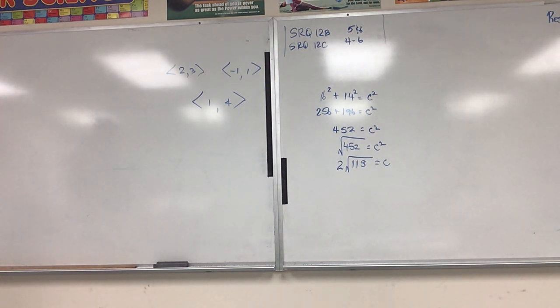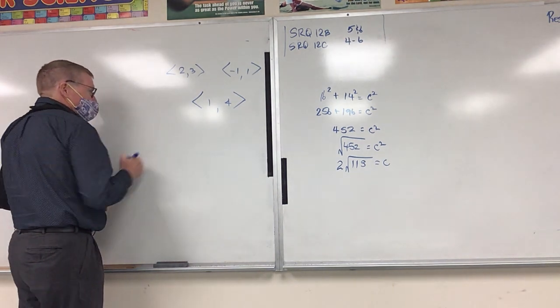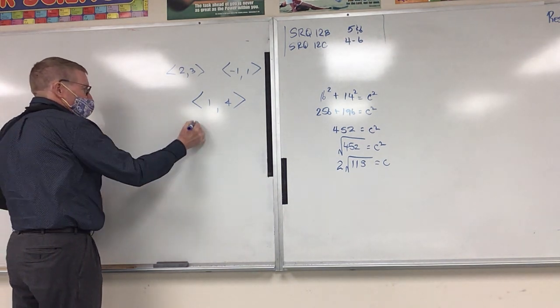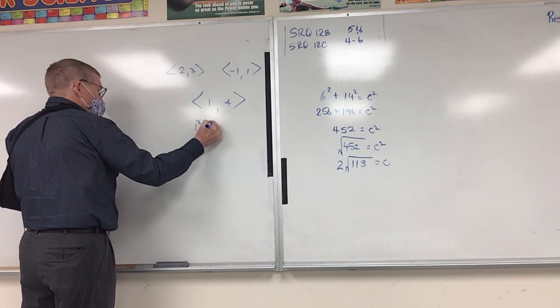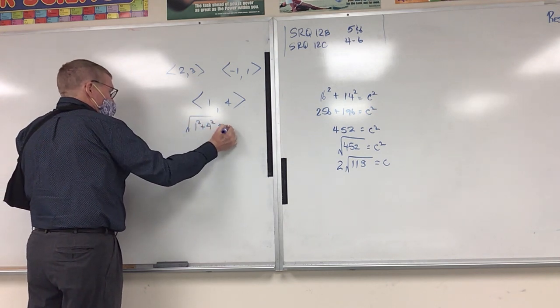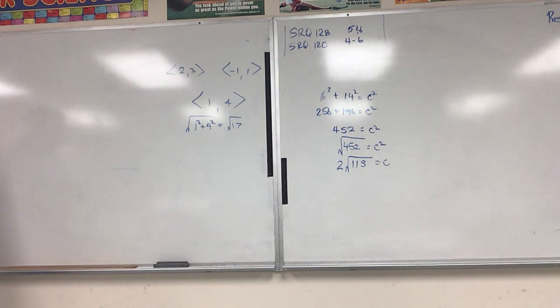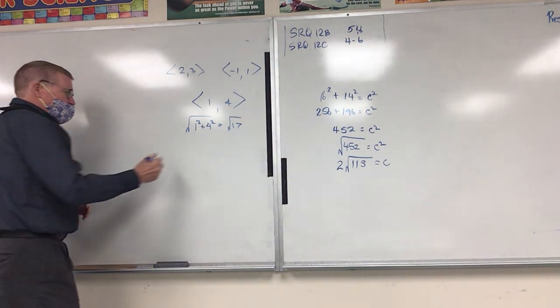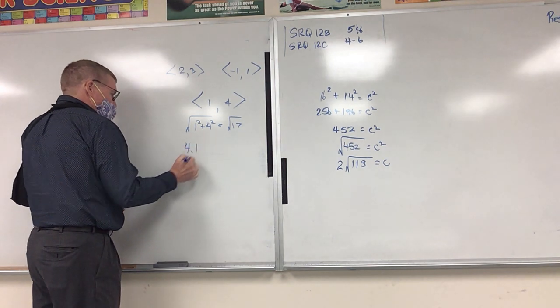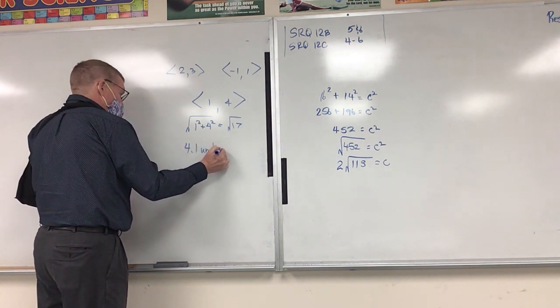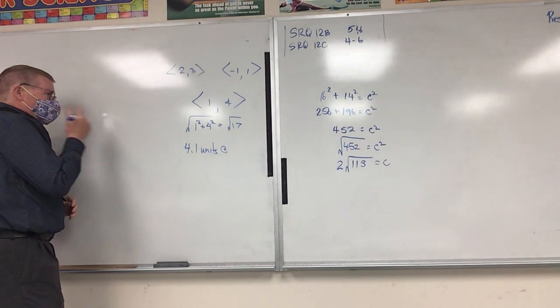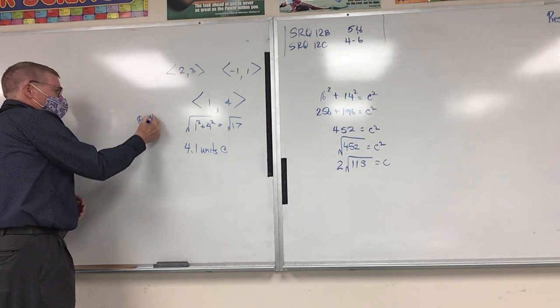Alright, I want to be able to put that vector in vector form. So how do I find my magnitude? That's x squared plus y squared, square root of all of it. Square root of 17 is 4.1 units. How do I find my angle? Arctangent y over x.